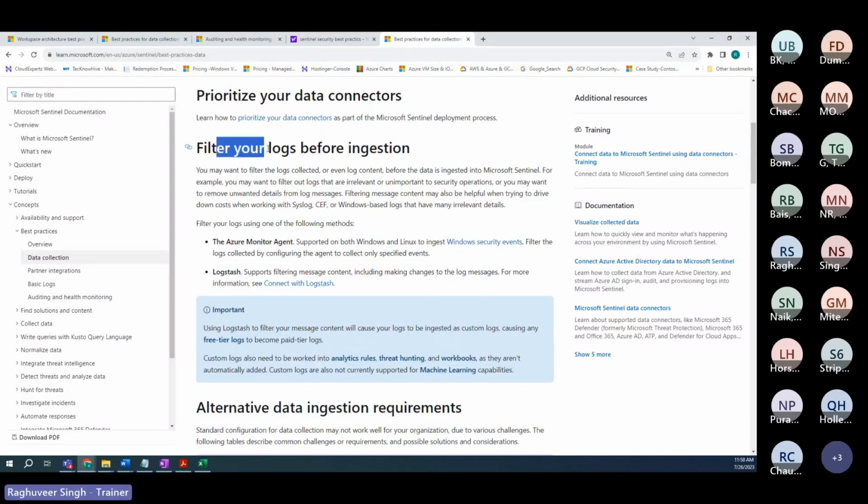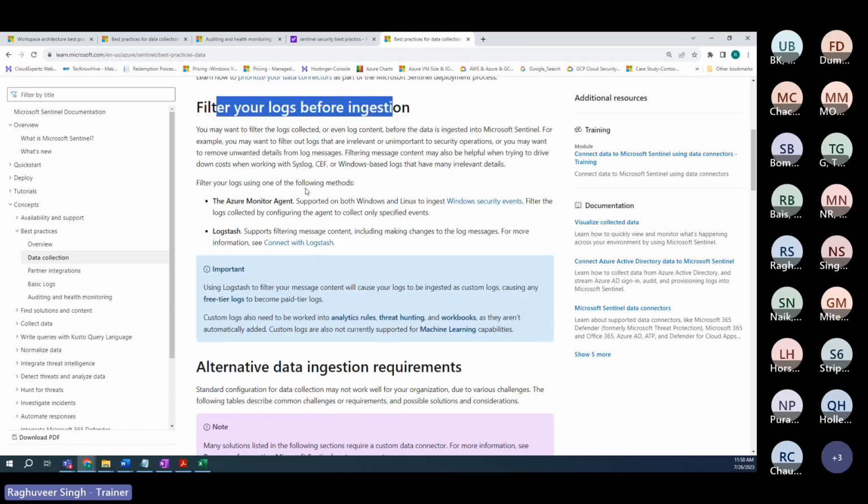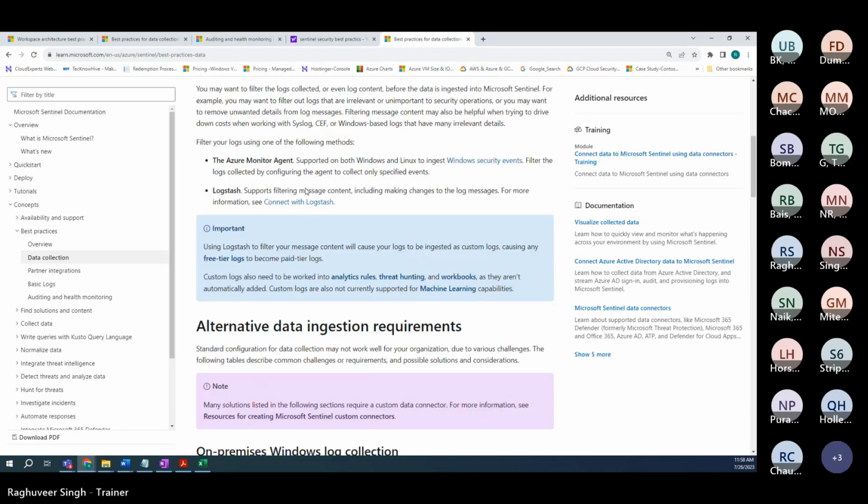And then second, filter your logs before ingestion. You will need to filter the logs also. I don't want to collect everything. I want to collect specific logs. So I want to collect performance logs. I want to collect security and event logs from my virtual machines. So when I create the data collection rule, I will only select the event logs and security logs.